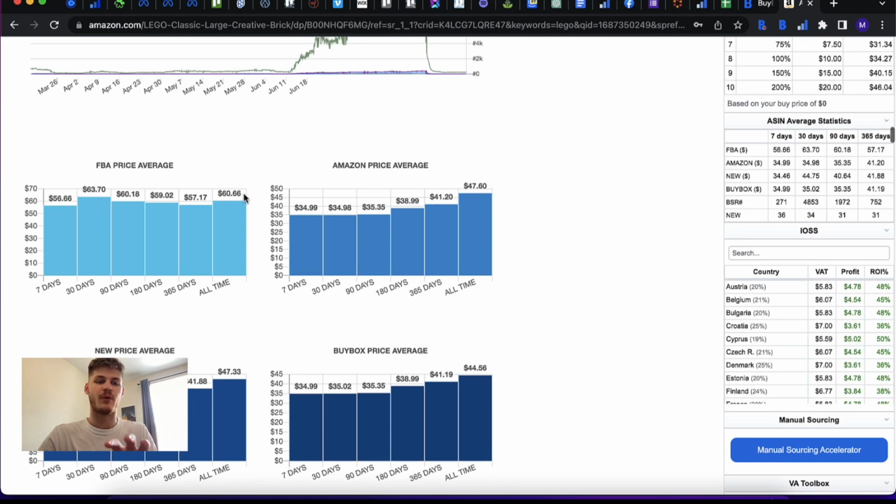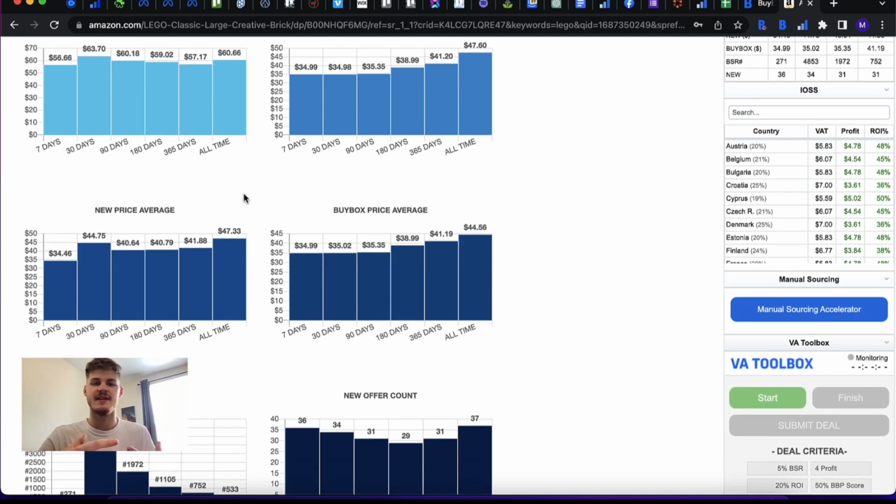This is super important because it can help you see consistency with the product, and you can see what kind of pricing it has consistently stayed at, or you can see if it's fluctuated. You know that the sell price for the item, the buy box price, is a little bit unstable. So you might want to exercise a little bit of caution if that is the case.